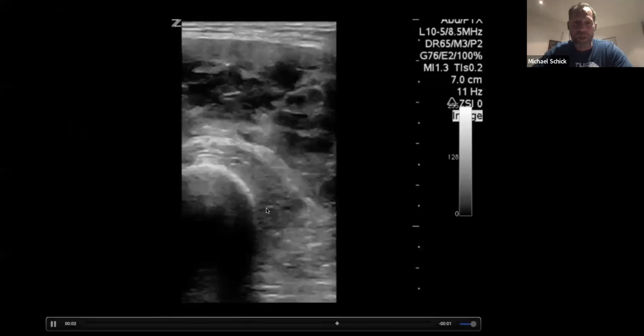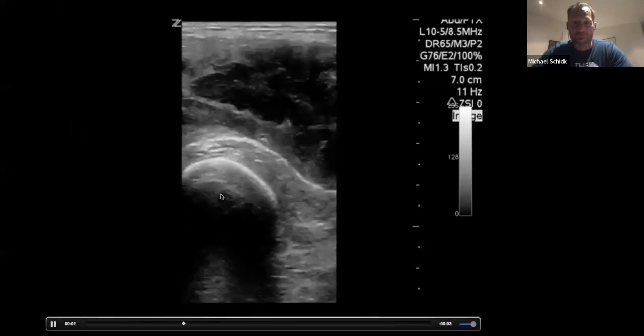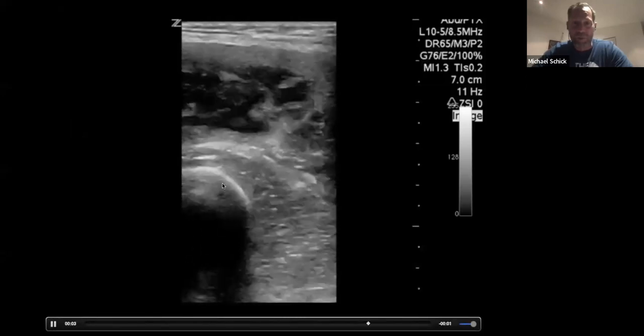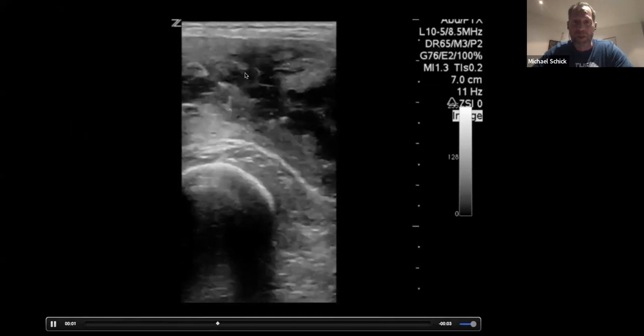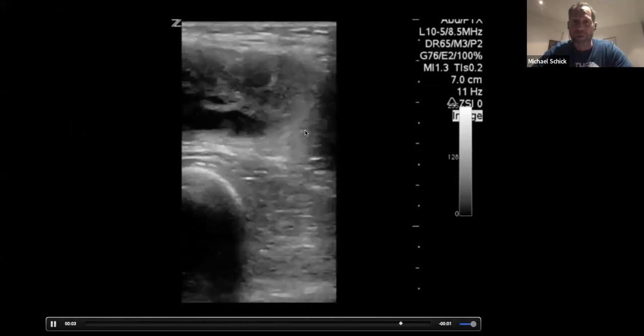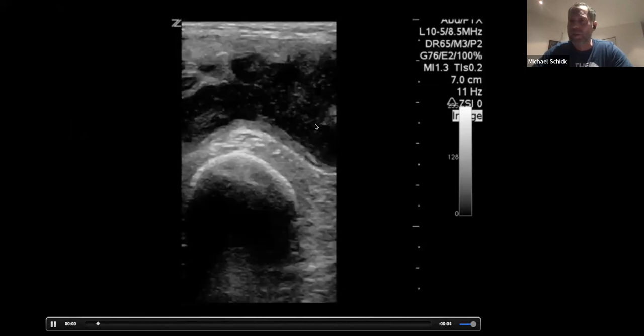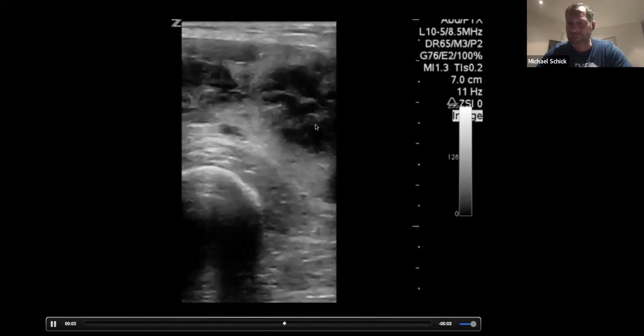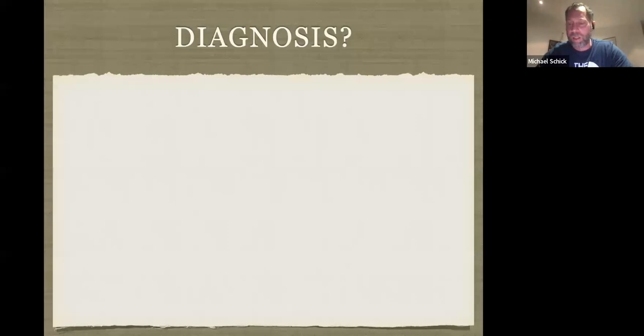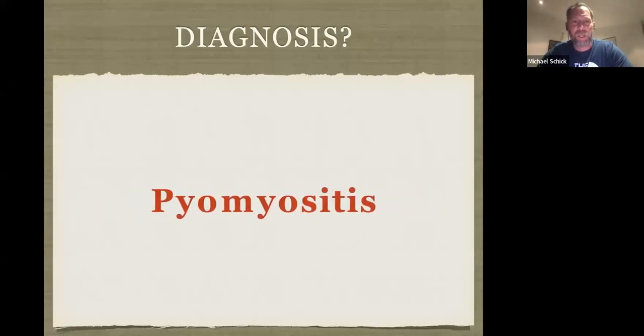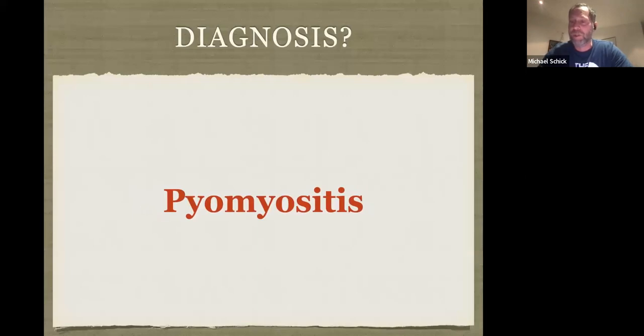I can use my pointer with the videos here. So you have a femur that shadows. This is a quadriceps muscle with all this hypoechoic, anechoic material within the muscle. So the diagnosis for this patient is pyomyositis. They have an infection, inflammation, and fluid collection within the muscle.